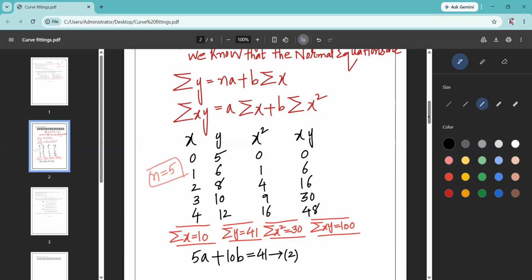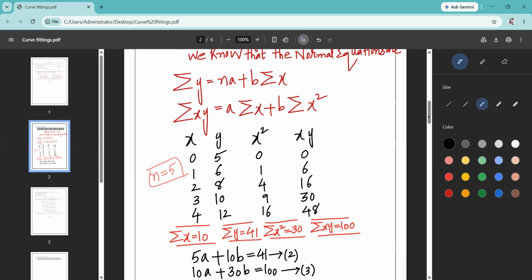Similarly, the next equation is summation x, which is 10a, plus summation x square, which is 30b, is equal to summation xy value, which is 100. This is taken as equation number 3.